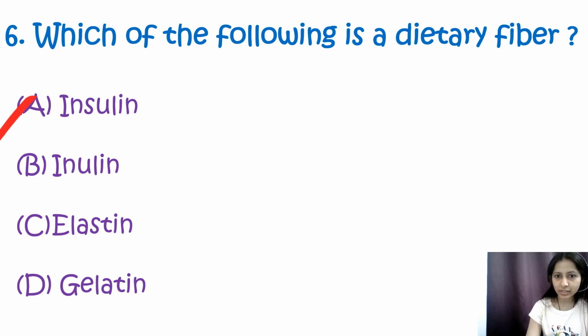So inulin is a type of dietary fiber which is basically found in various plants. So this inulin actually has various health benefits also. It can improve our digestive health, it can help in controlling diabetes, it aids in weight loss, whereas insulin, elastin and gelatin are not examples of dietary fiber. So option number B is correct.